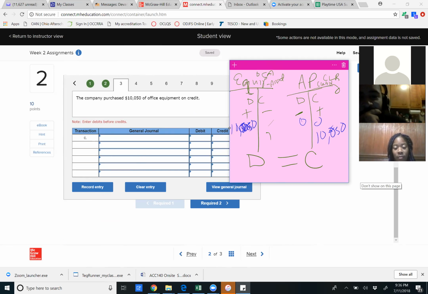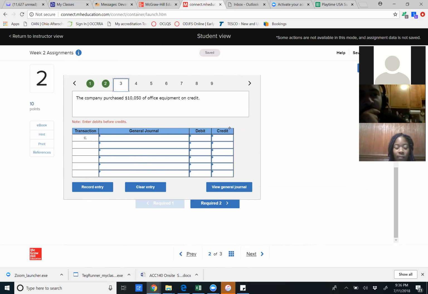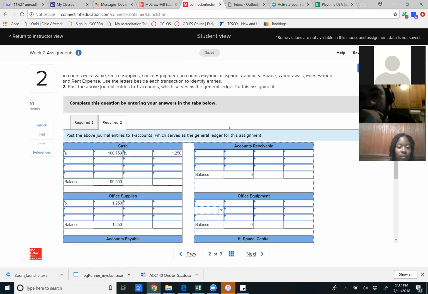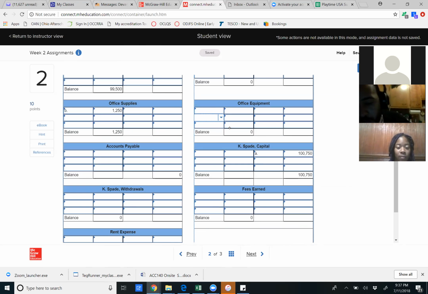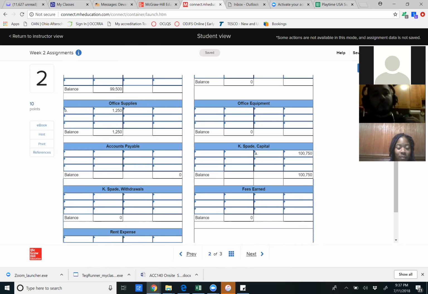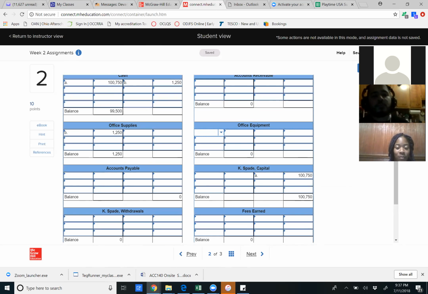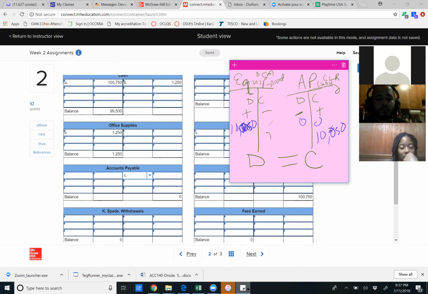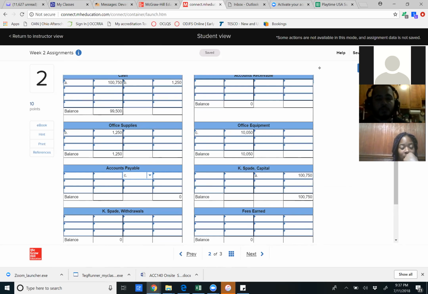So we're gonna go over to our T table. And we did not use cash, but we did use accounts payable. I don't remember what the debit and credit was. So equipment was the debit. So this is letter C, I believe. So 10,050 bucks. Okay. And then accounts payable was our credit. So that's going to be 10,050 bucks.